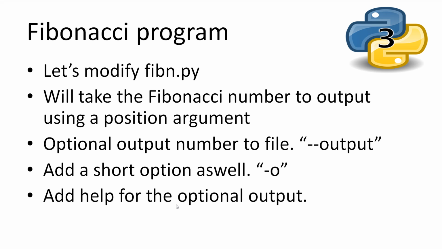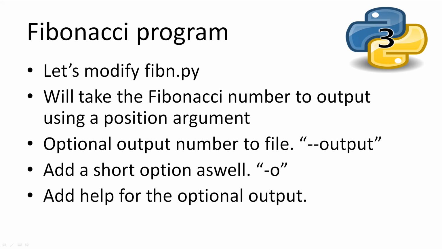Okay, let's modify our fibn.py. It'll still take a number to output, but we'll add an option to also save the number into a text file with the dash dash output option. But you may have noticed that not many programs use the dash dash option. Instead, they have a simple dash and one character. We'll also quickly add a shortcut option to the output argument.